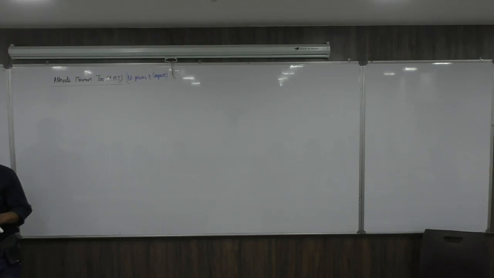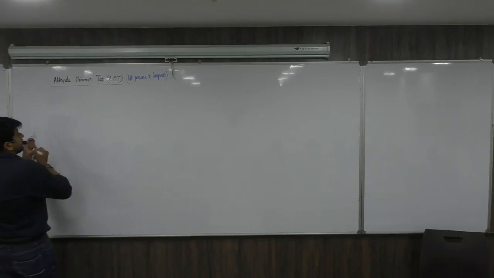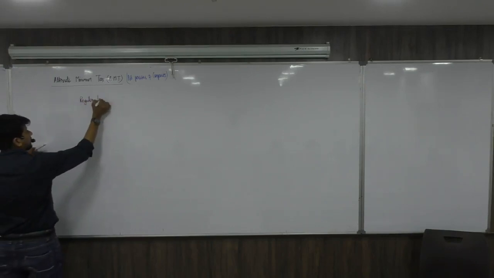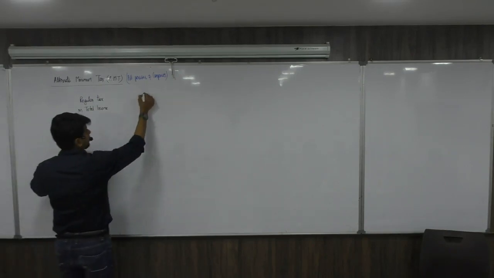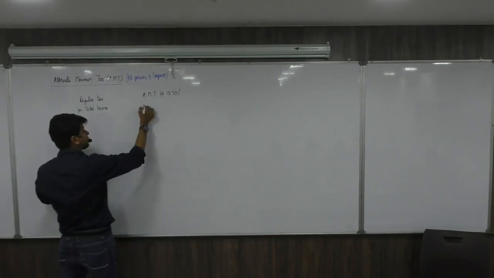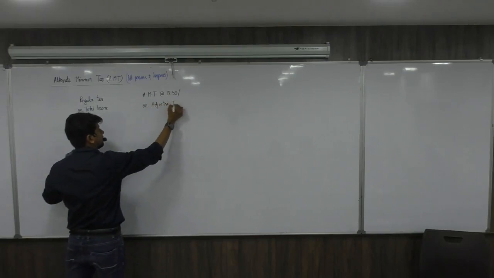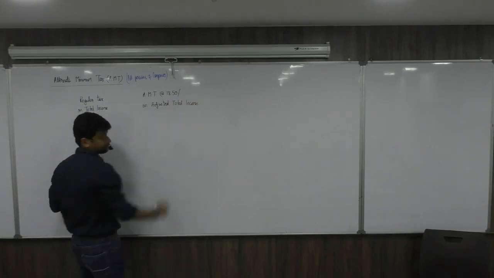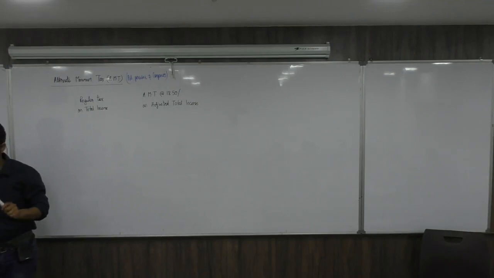The first method of calculating income tax is your regular method: slab rate, flat rate. If you have incomes like capital gains and casual winnings, you have that special rate. That amount is your regular tax calculated on total income. Compare this amount with alternate minimum tax, which is calculated at 18.5% on a term called adjusted total income. The intention of AMT, alternate minimum tax, is that the government should get a minimum amount of tax.